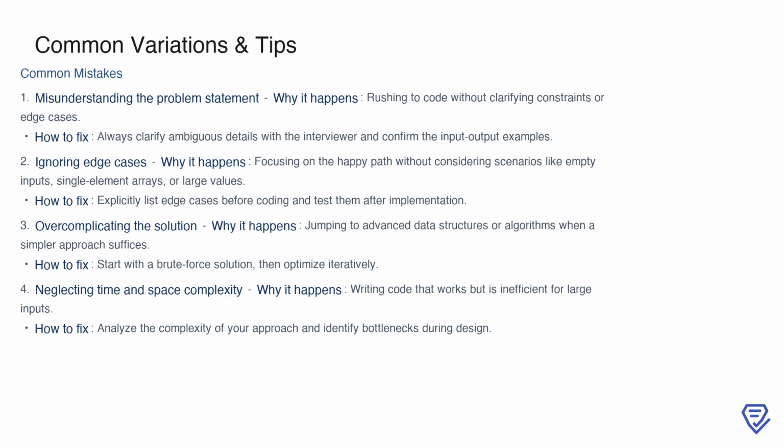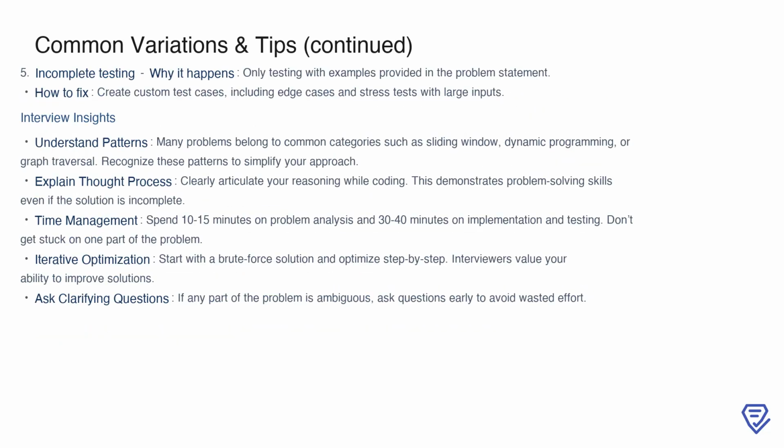Finally, neglecting time and space complexity can lead to inefficient solutions that fail for large inputs. Be proactive by analyzing the complexity of your approach during the design phase and identify any potential bottlenecks early on. Incomplete testing is another common mistake, and it often happens when you rely solely on the examples provided in the problem statement. These examples are rarely comprehensive, so it's important to create your own test cases. Include edge cases and stress tests with large inputs to ensure your solution is robust.